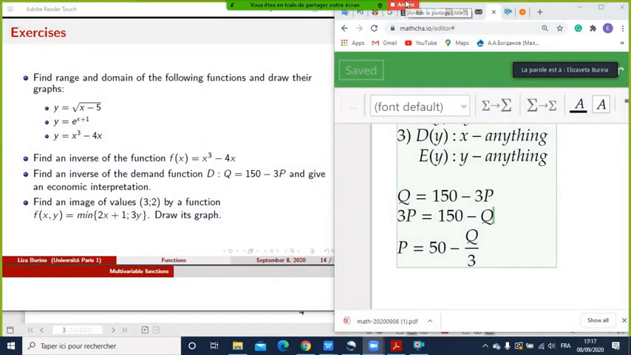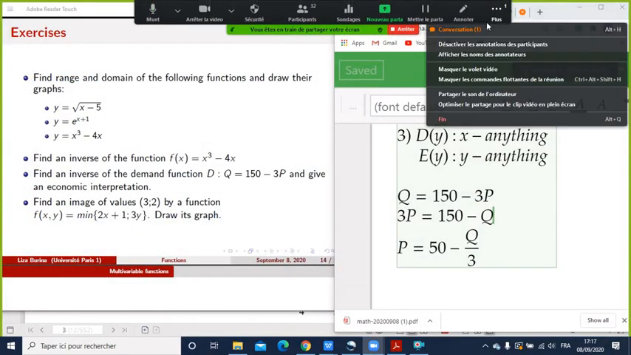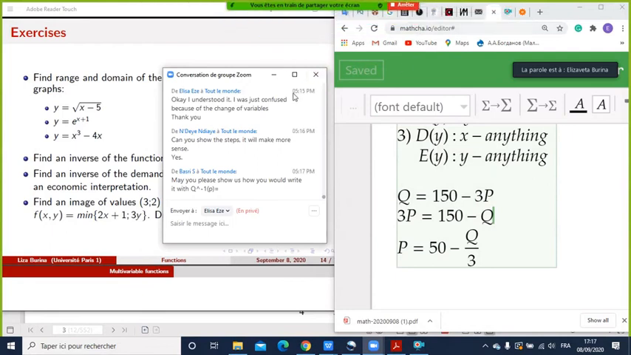Where is my conversation? Sorry, I keep losing it because I have too many screens. Okay, how would you write it with Q to the power of minus 1? I will. Okay, just a second.